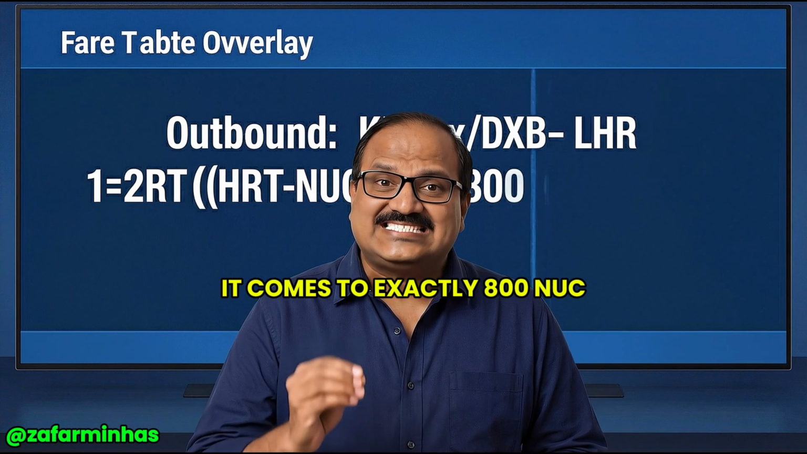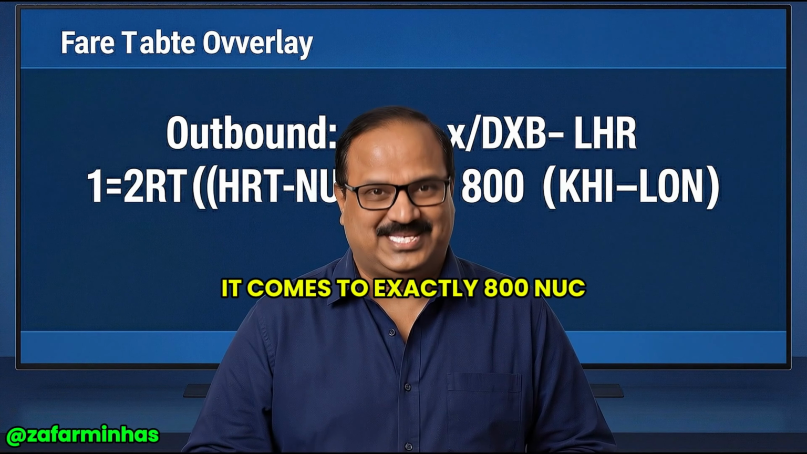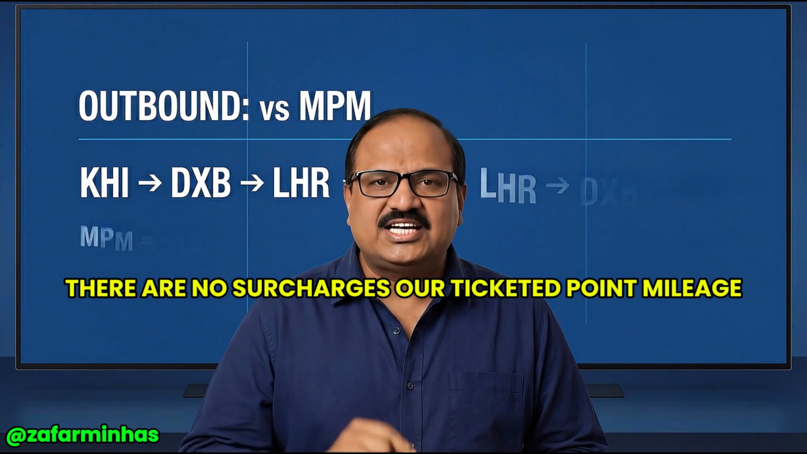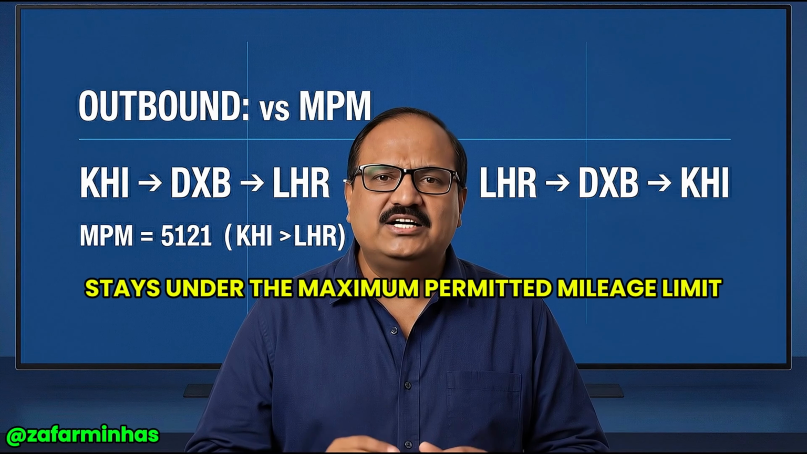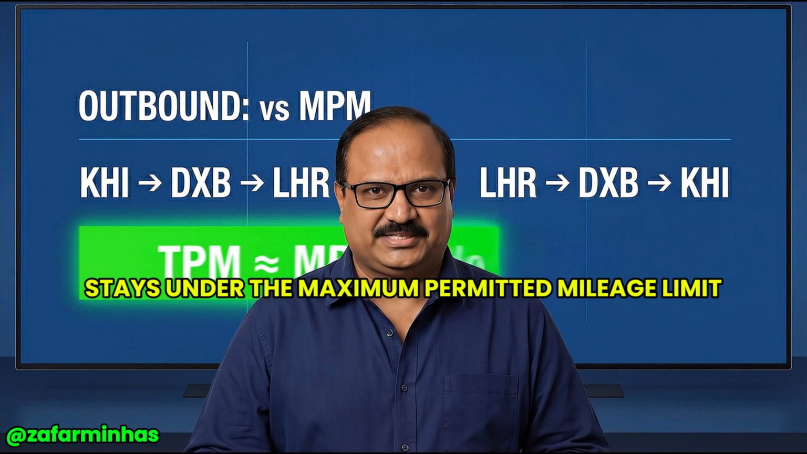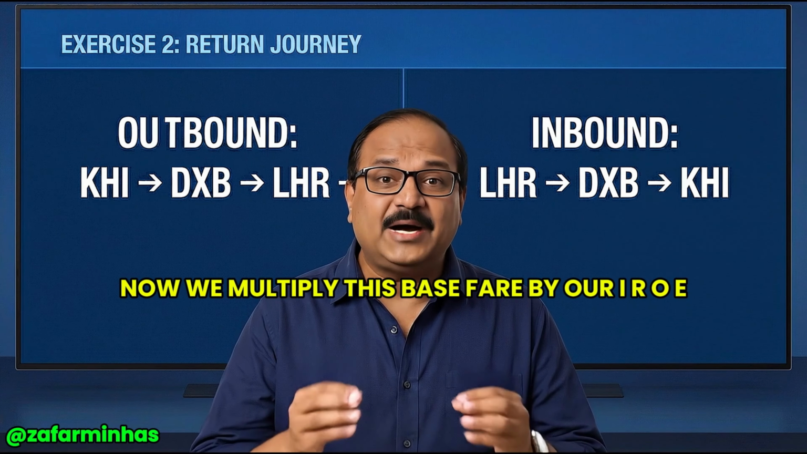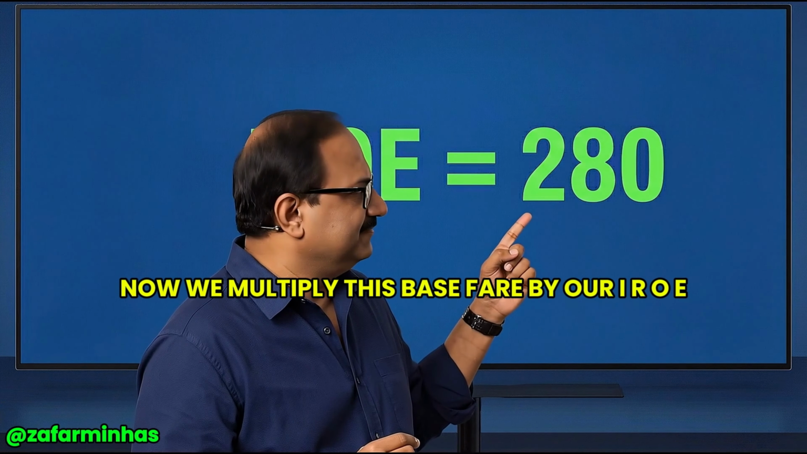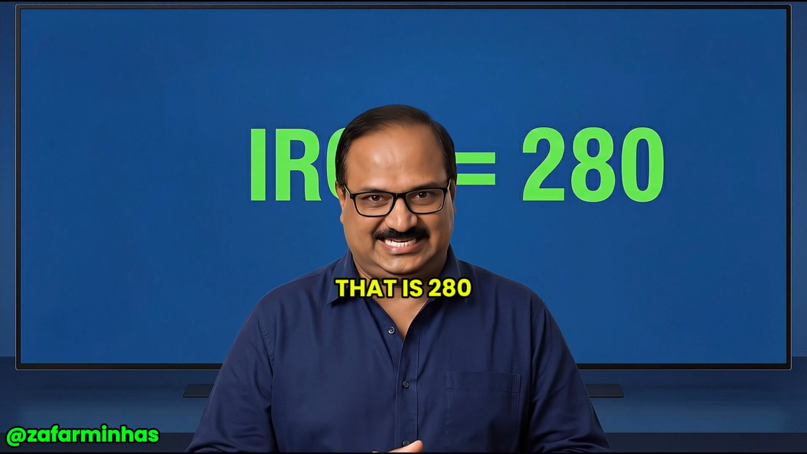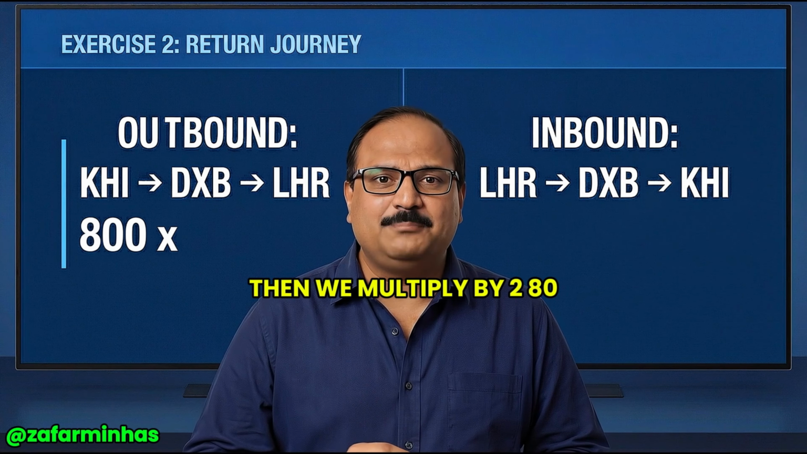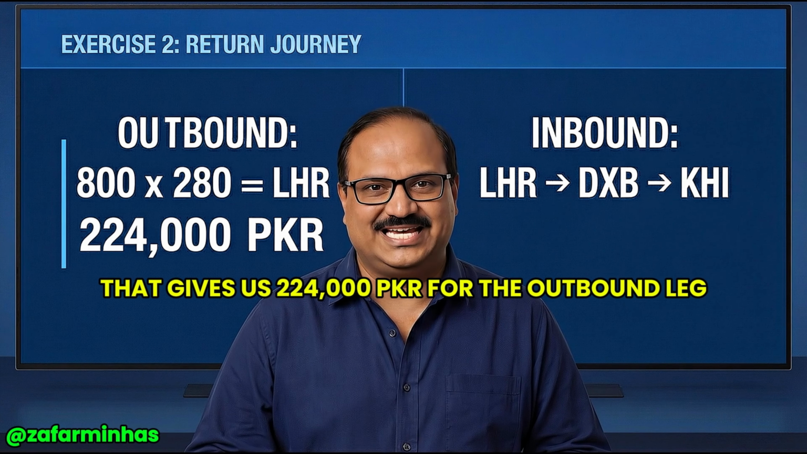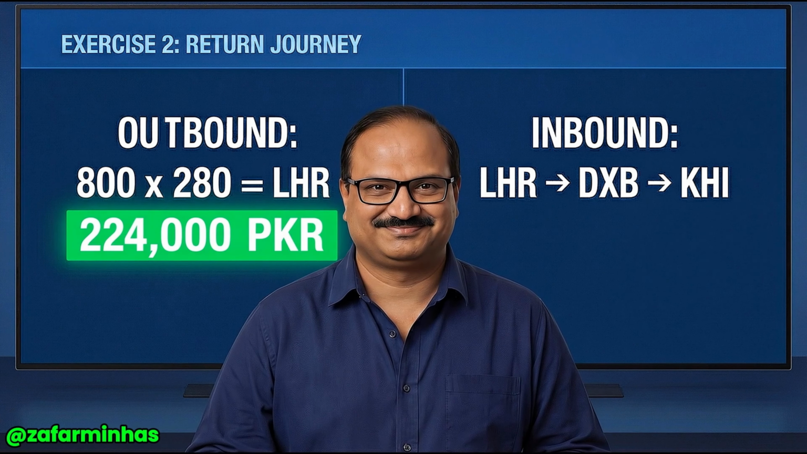We calculate the outbound half of the round trip. It comes to exactly 800 NUC. There are no surcharges. Our ticketed point mileage stays under the maximum permitted mileage limit. Now we multiply this base fare by our IROE, that is 280. That gives us 224,000 PKR for the outbound leg.